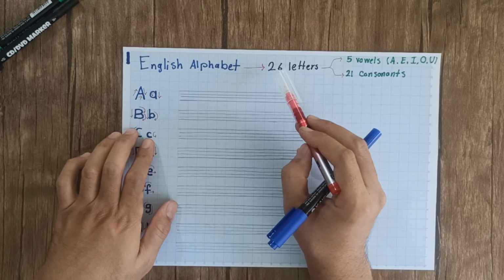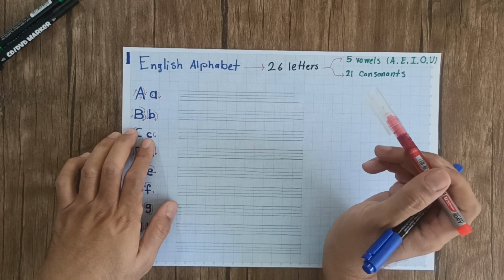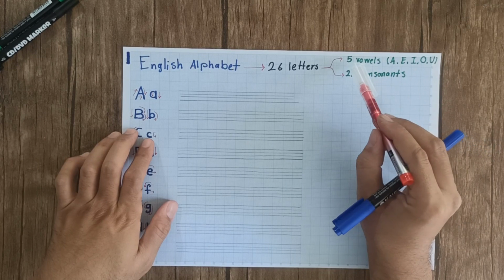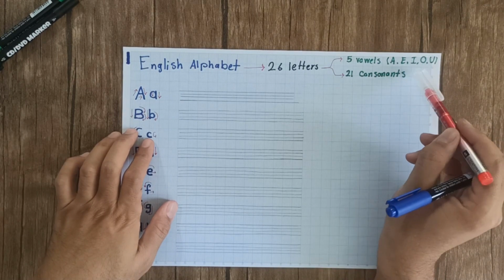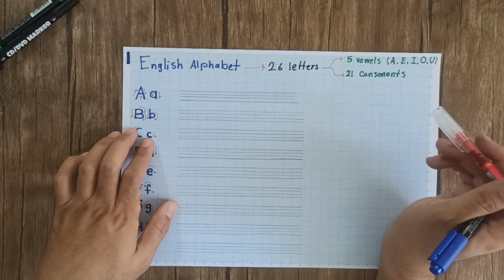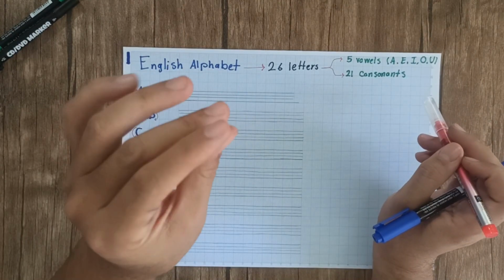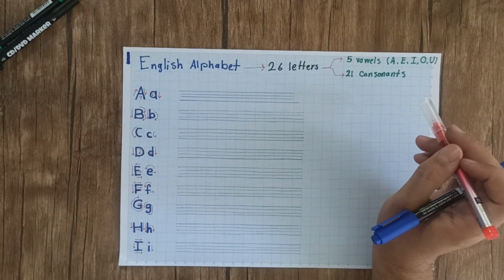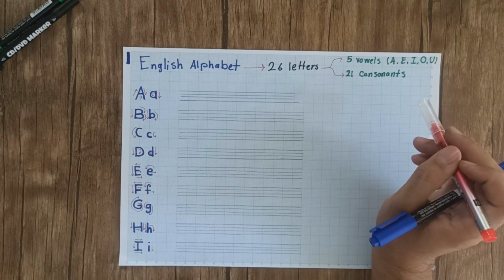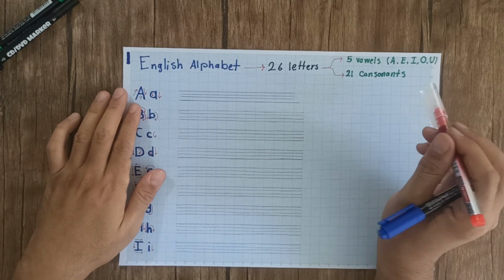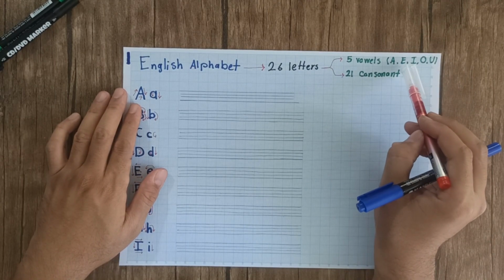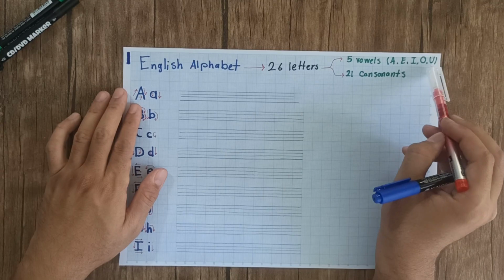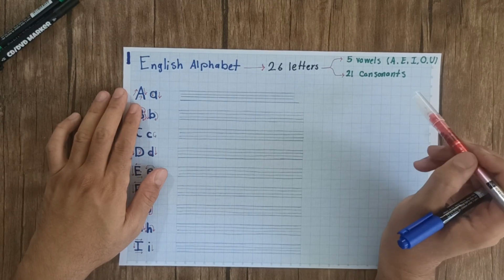From these 26 letters, we have 5 vowels such as A, E, I, O, and U, okay? If you put your fingers over your neck and say ah, oh, you see that there is some vibration in your neck. So we call these letters vowels. A, E, I, O, U. It comes from the neck.